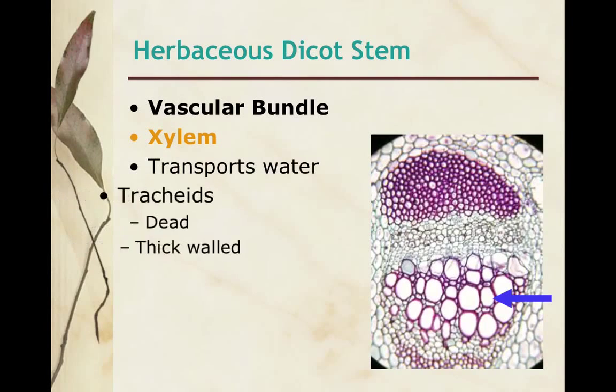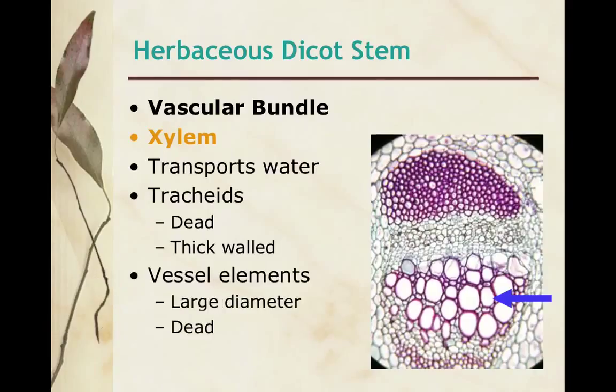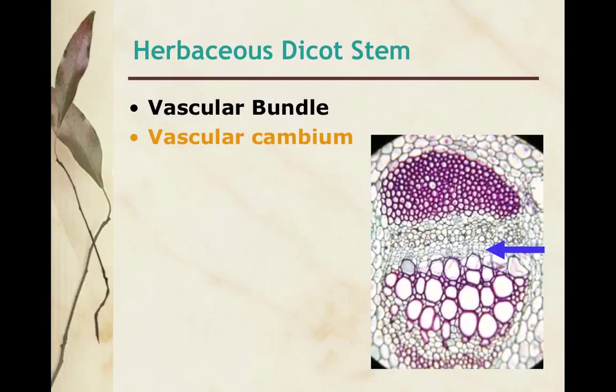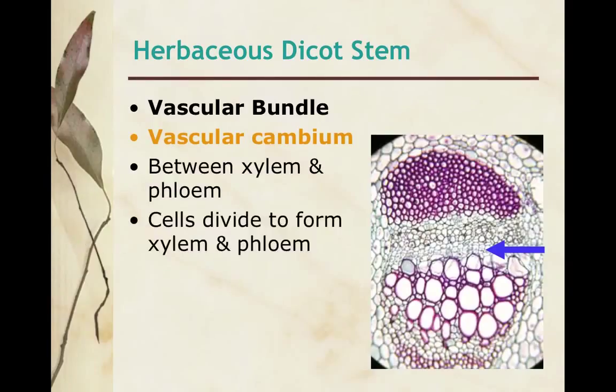Those are your big cells transporting water. They're dead tracheids with their thick walls, and then you have your vessel elements that are larger in diameter, and they're also dead. And then finally you have your vascular cambium, which is between the xylem and the phloem, and that's where cells are dividing to make for your secondary growth, to make the xylem and the phloem.